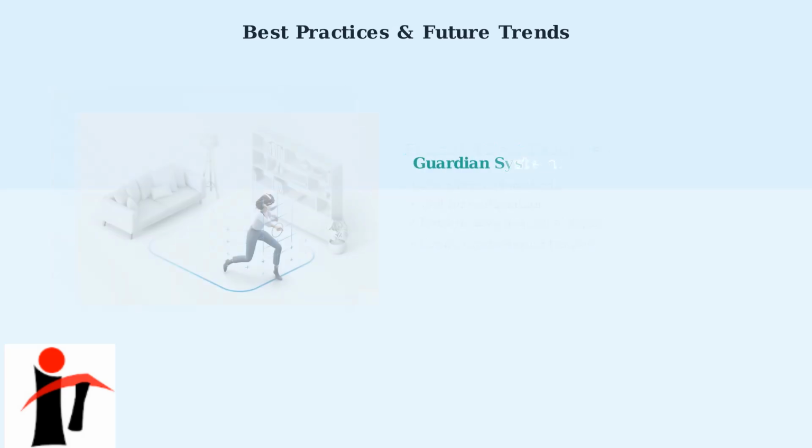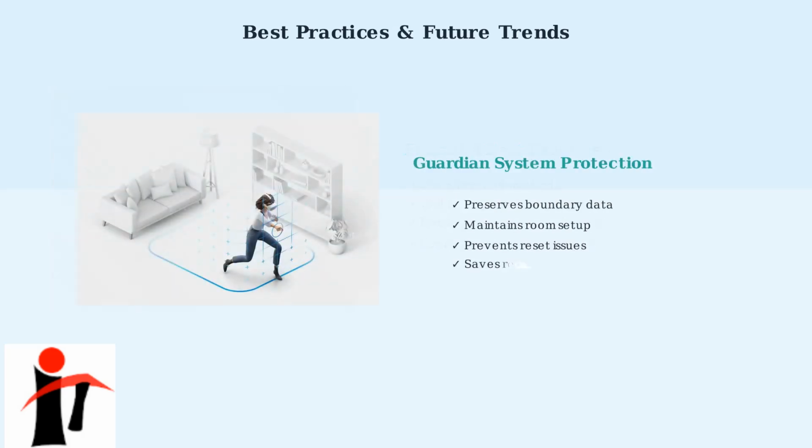Proper exits help preserve your Guardian boundary data. The Guardian system creates a safe play area, and improper exits can sometimes reset these important room scale boundaries, requiring you to set them up again.